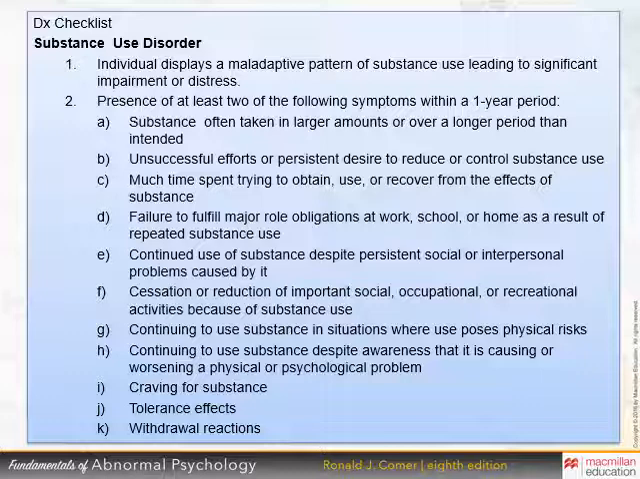A failure to fulfill major role obligations at work, school, or home as a result of repeated substance use. Continued use of the substance despite persistent social or interpersonal problems caused by it. Cessation or reduction of important social, occupational, or recreational activities because of the substance. Continuing to use the substance in situations where use poses physical risk. Continuing to use the substance despite awareness that it is causing or worsening a physical or psychological problem. Craving for the substance, tolerance effects, and withdrawal reactions.